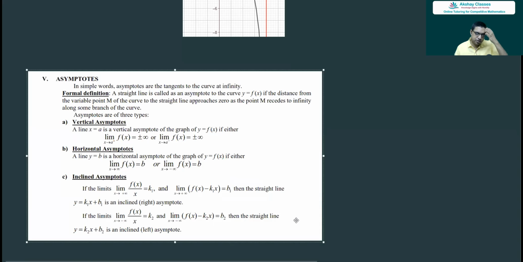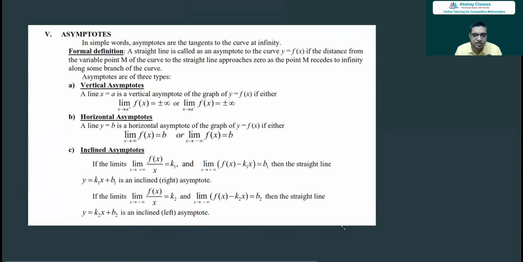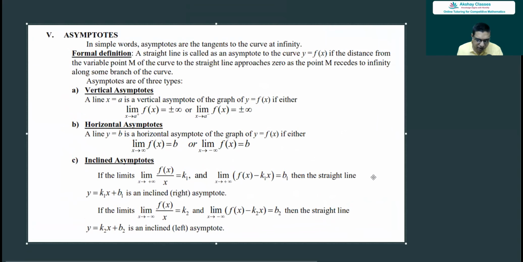What are asymptotes? In simple words, not mathematically correct, asymptotes are tangents to the curve at infinity. This definition is of course not mathematically sound, because infinity is itself not defined, but for a layman's understanding, it is very good. Tangents to the curve at infinity are the asymptotes.